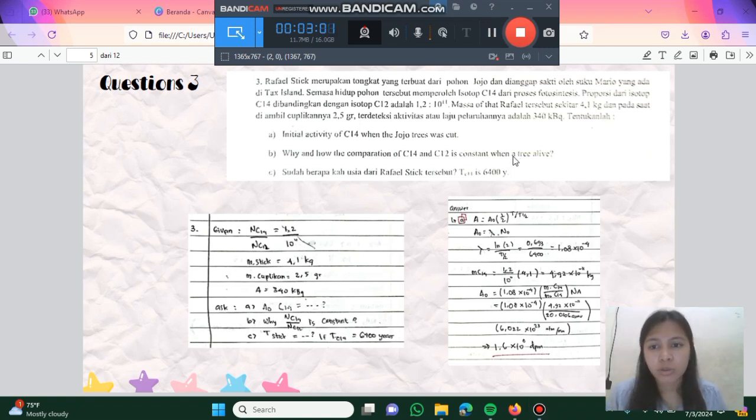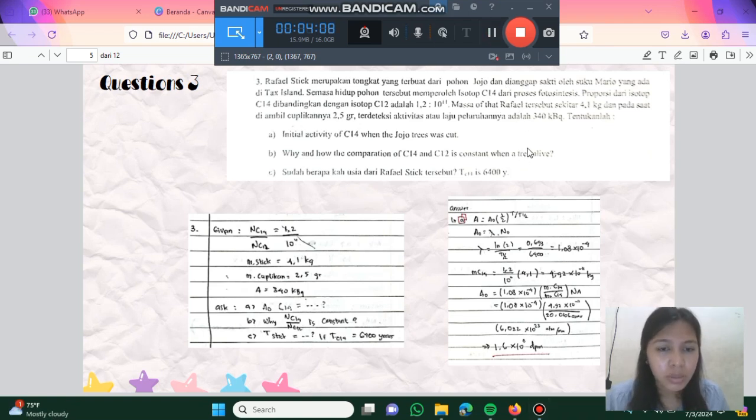So for number 3, the problem given is NC14 per NC12 is equal to 1 times 2 per 10 to the power of 11. M stick is equal to 4 times 1 kilograms. M sample is equal to 2 times 5 grams. A is 340 kBq, and we ask A0 of C14, B, why and C. C14 per NC12 is constant, and C, the age, is equal to 6,040 for 100 years.